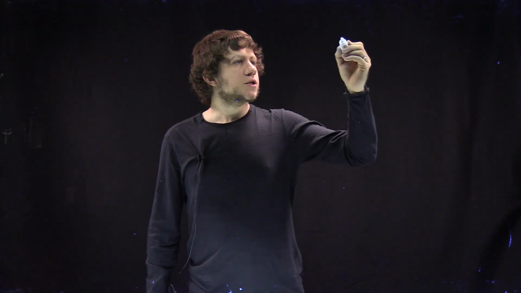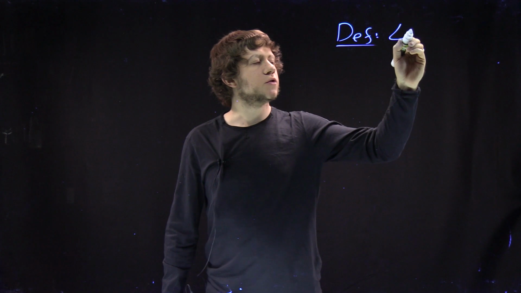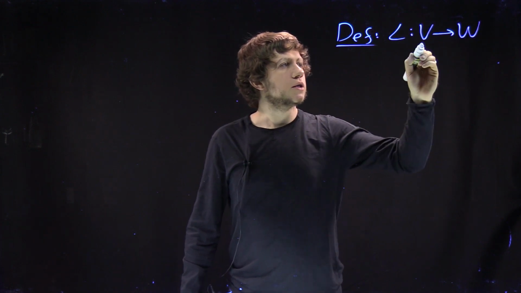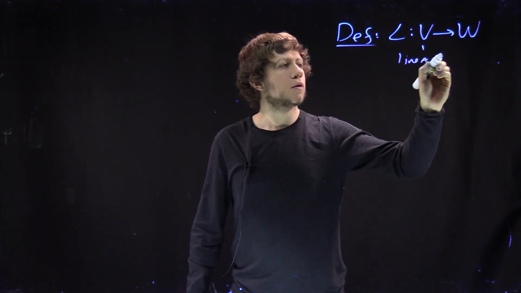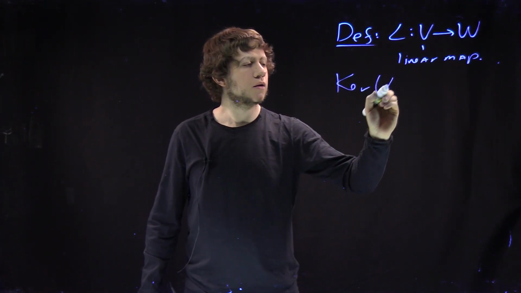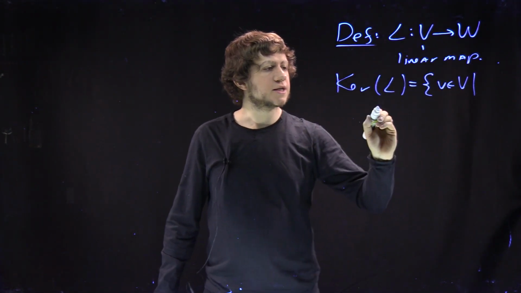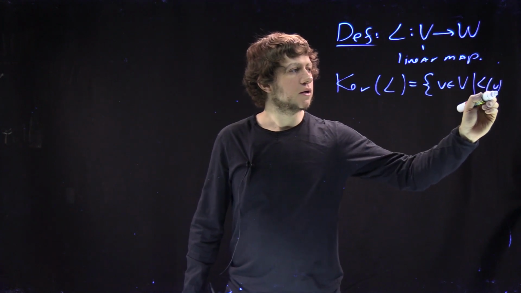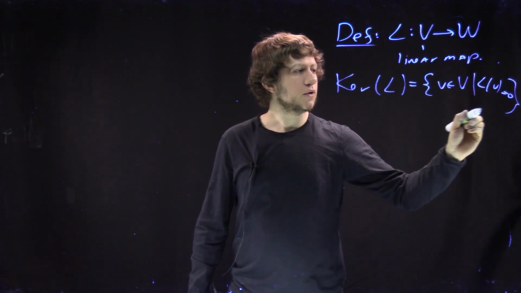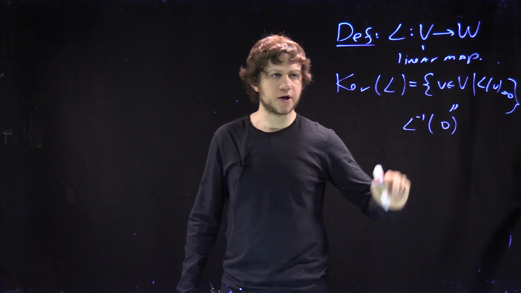and obviously the image of a map equals the whole space W if and only if the map is surjective. So what about injective maps? Let's give the following definition. Suppose L from V to W is a linear map. Then the kernel of L is the set of all vectors v inside V with the property that L of v equals 0. So it also can be called the pre-image of 0.